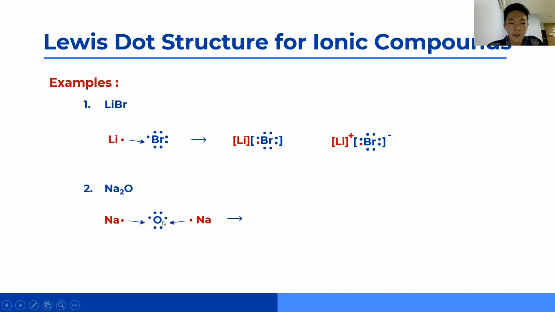So this will become sodium. It has no dots because the dots are already transferred. And oxygen. Oxygen now has 6 electrons originally and 2 more electrons from sodium. So it follows the Octet Rule. Now because sodium releases 1 electron, it now becomes a positively charged ion. And because oxygen receives 2 electrons, it becomes a negatively charged ion. So oxygen -2.